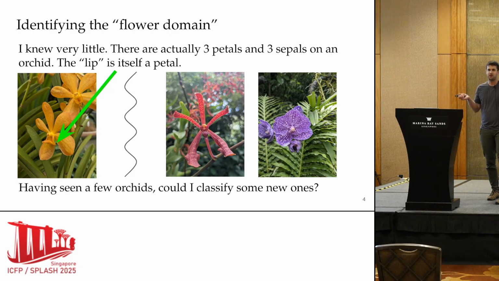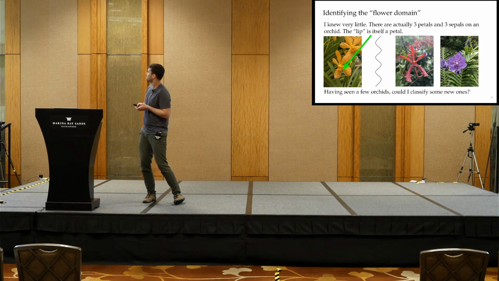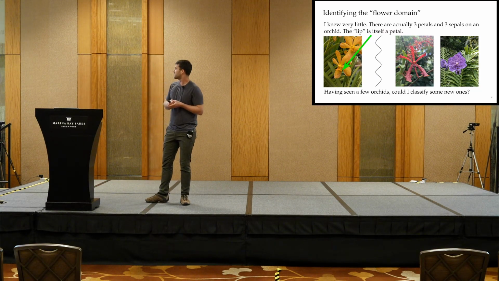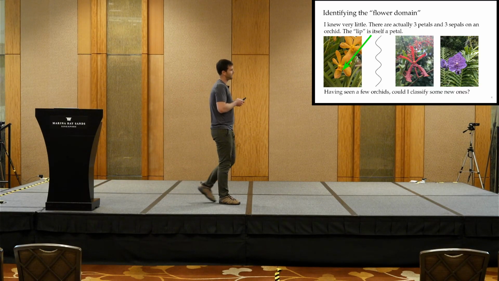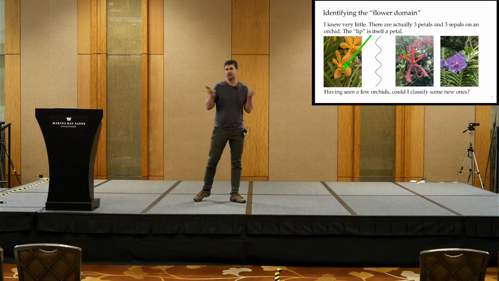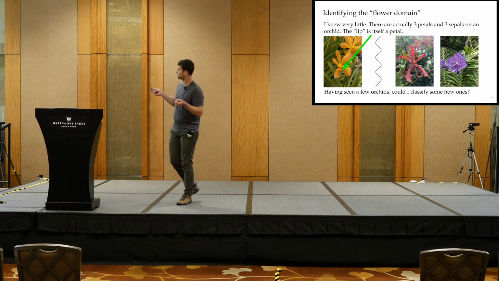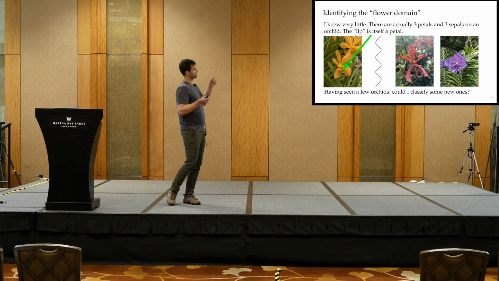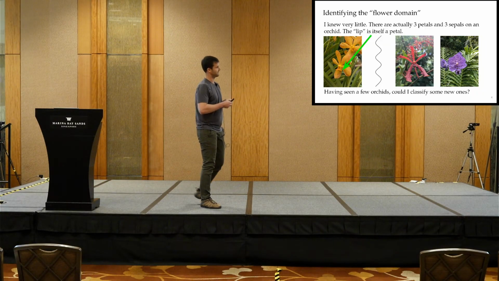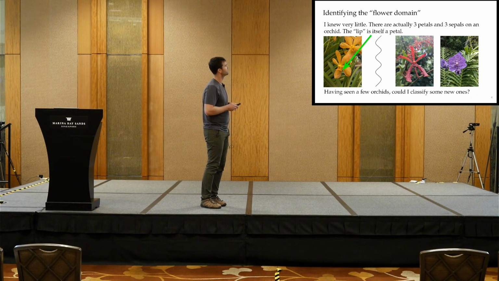So I was asking about identifying a flower domain. I knew very little. I guess after reading, I realized there's actually 3 petals and 3 sepals. The middle lip is itself a petal, right? So not knowing anything about this flower domain and only having seen a few orchids, could I classify some other ones that looked somewhat different? So the ones on the right are also orchids. The red one has these thin petals and the purple one's got these fat, plump ones, right?